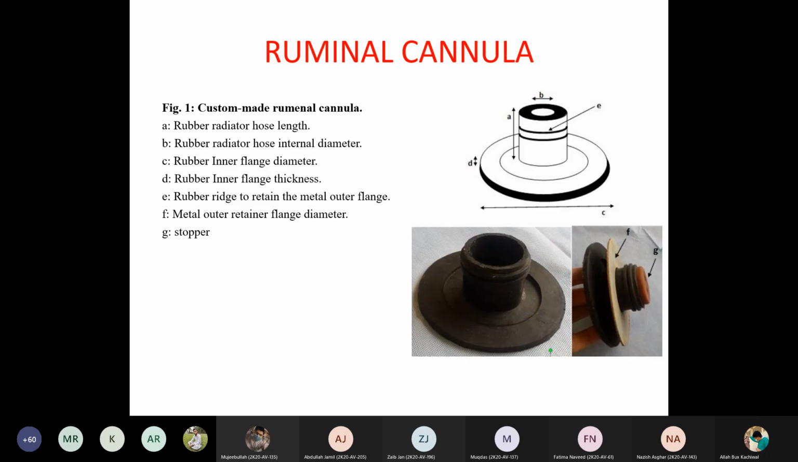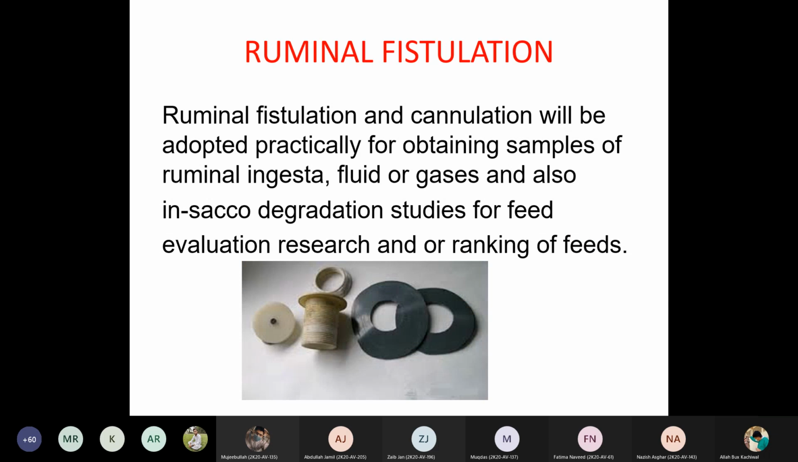So you can see the custom made ruminal cannula, which has a rubber radiator hose length, the rubber radiator hose internal diameter, the rubber inner flange diameter, the rubber inner flange thickness, a rubber ridge to retain the metal outer flange, the metal outer retainer flange diameter, and then the stopper. The stopper is applied to stop the leakage, and whenever you require to collect a sample, you have to open the stopper and then collect the sample from the rumen.